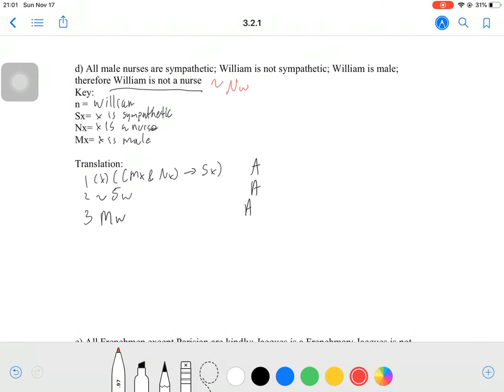So first things first, for line 4, we want to get rid of that universal x. One of the things that I saw a lot of folks trying to do in class is they would just start with this.